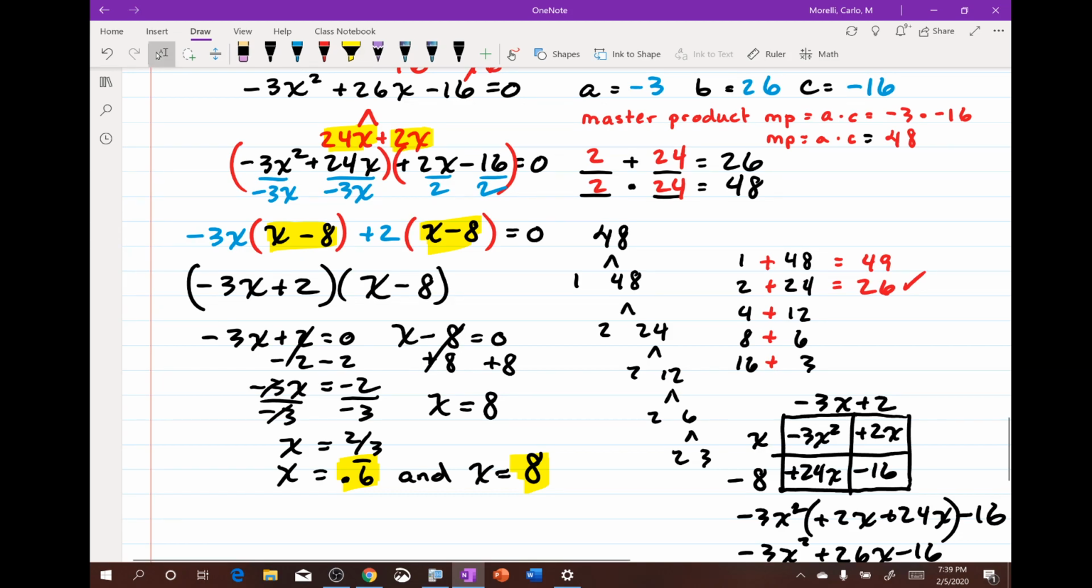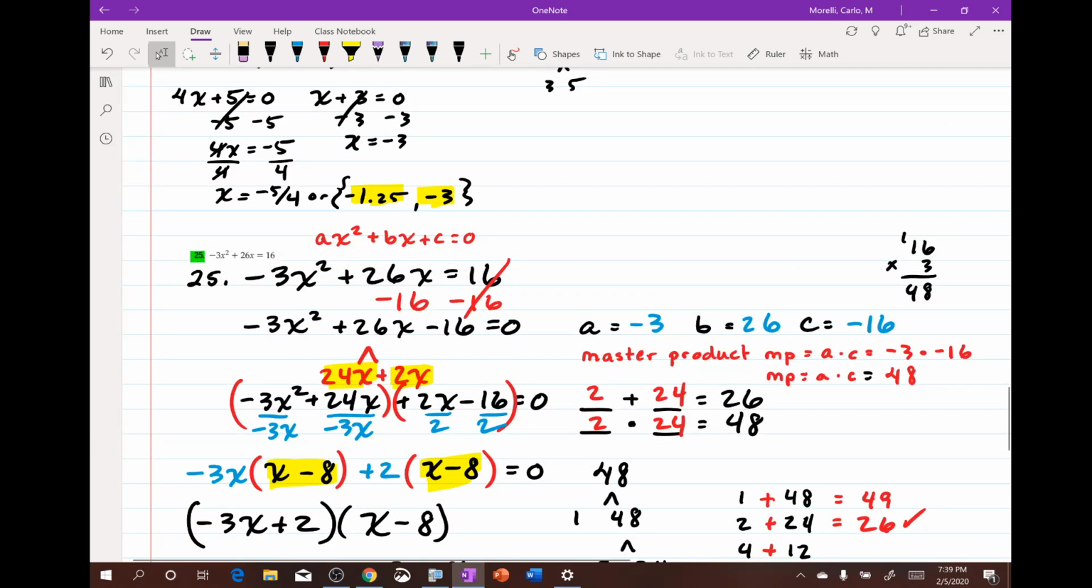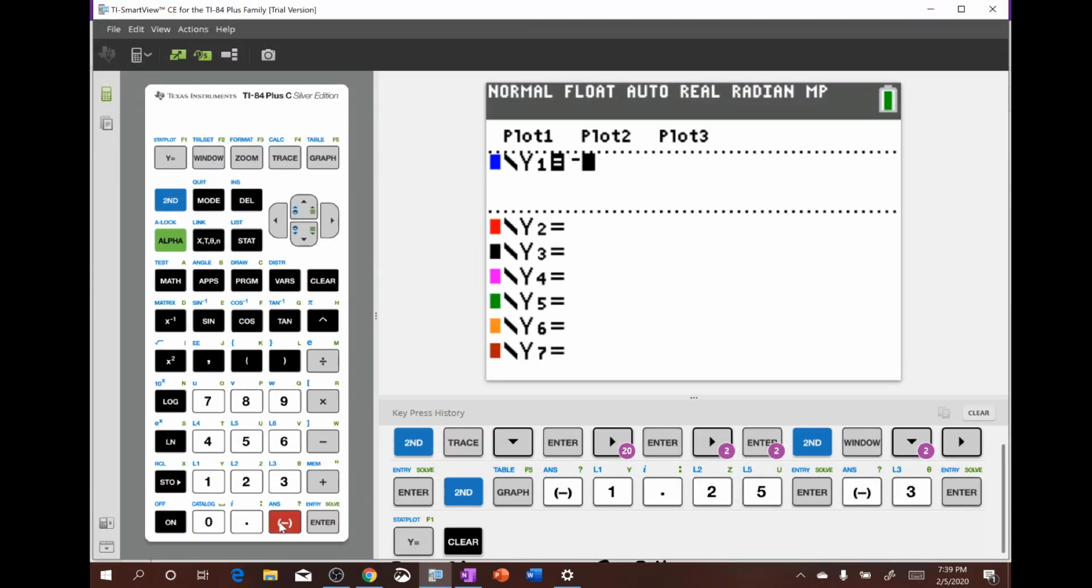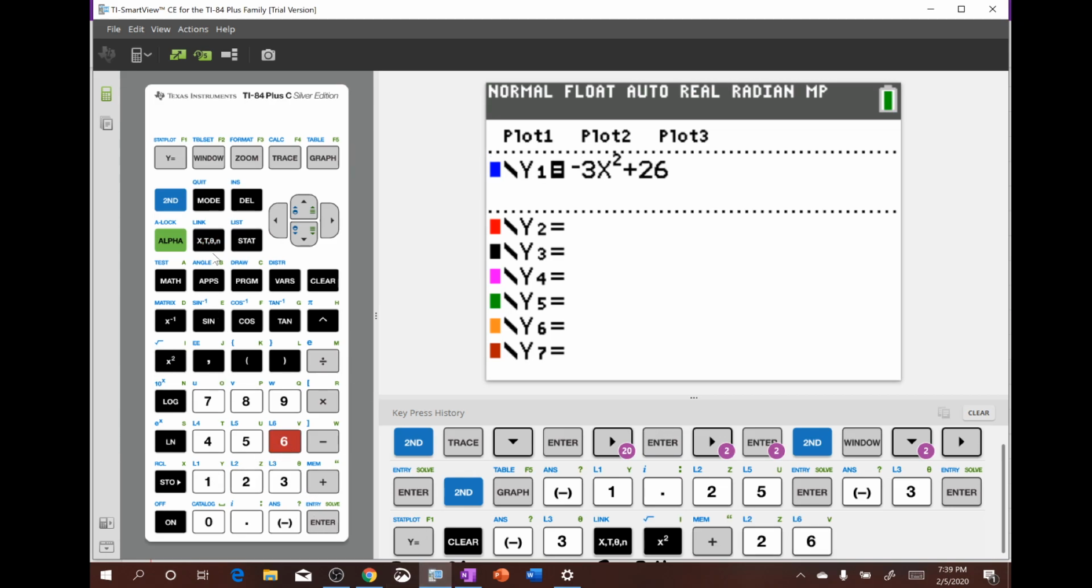So let's go to the TI and we're going to type in this whole thing. We're not going to type in the equals, just this part: negative 3x squared plus 26x minus 16. Negative 3x squared plus 26x minus 16. Isn't that right?